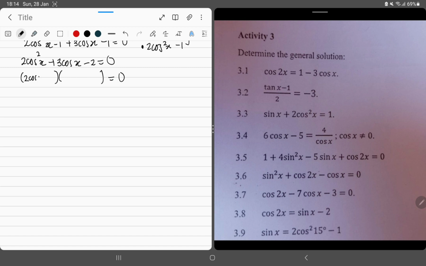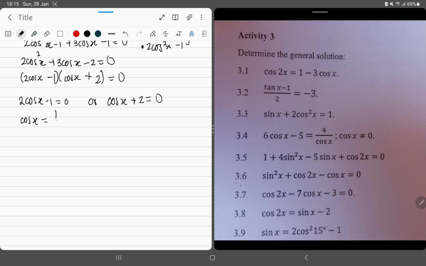So this is 2 cos of x, and then I want to get a 3 there. So that's going to be a 2 and a 1. This is positive, this is negative. So I'm going to have 2 cos squared x plus 4 cos x, then minus 3 cos x minus 2. So 2 cos of x minus 1 is equal to 0, or cos of x plus 2 is equal to 0.